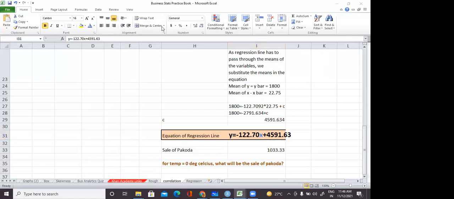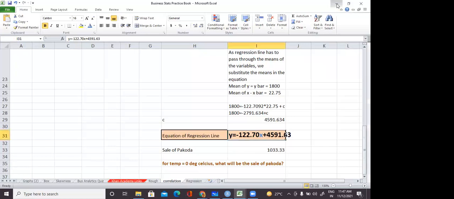Yes, 4591. Very good. That is correct. So you put x equal to 0 here. This whole term becomes 0. Then the only thing remaining is 4591.63. So that is the predicted sale of pakodas on a day where the temperature is 0 degrees Celsius. Okay. So now we can move forward to finding out how good is the regression line.